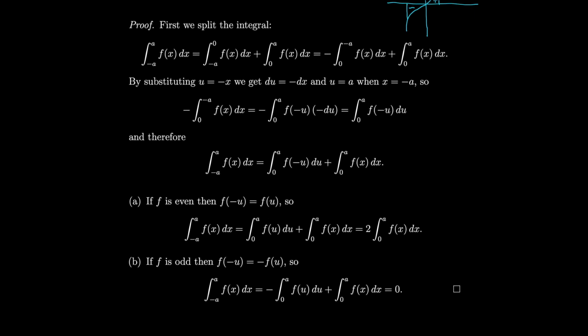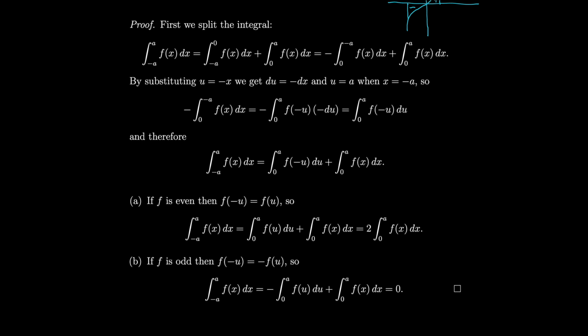Before splitting it into two cases, we're going to split up our integral itself. So we rewrite the integral from -a to a as two integrals. We go from -a to 0 and then from 0 to a. Then we flip one of the integrals. Going from -a to 0 is the same thing as going from 0 to -a as long as you insert a minus sign.